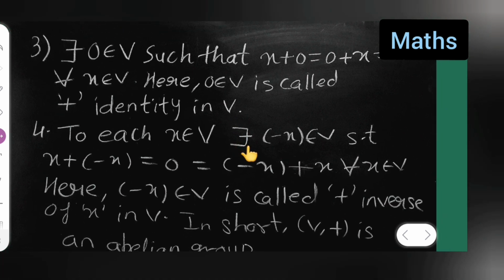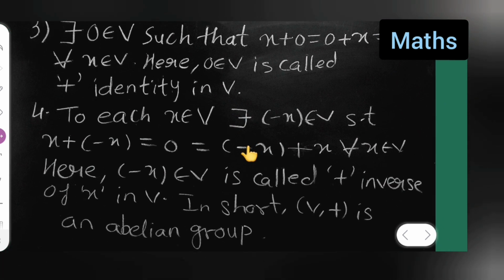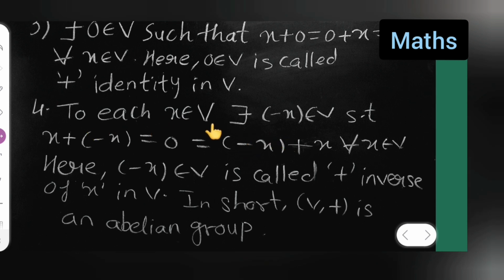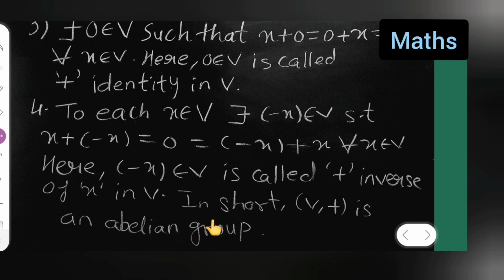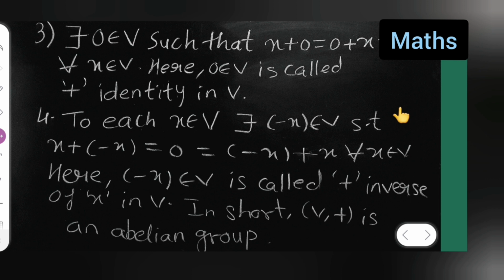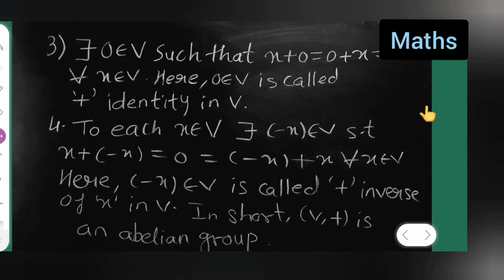Now next, you can take down the fourth one. To each x belonging to V, there exists minus x belonging to V, such that x plus minus x is equal to 0, which is equal to minus x plus x, for all x belonging to V. Here minus x belonging to V is called the plus inverse of x in V, V being a vector space. In short, V comma plus is an abelian group. You can take down the properties which it is satisfying under addition.